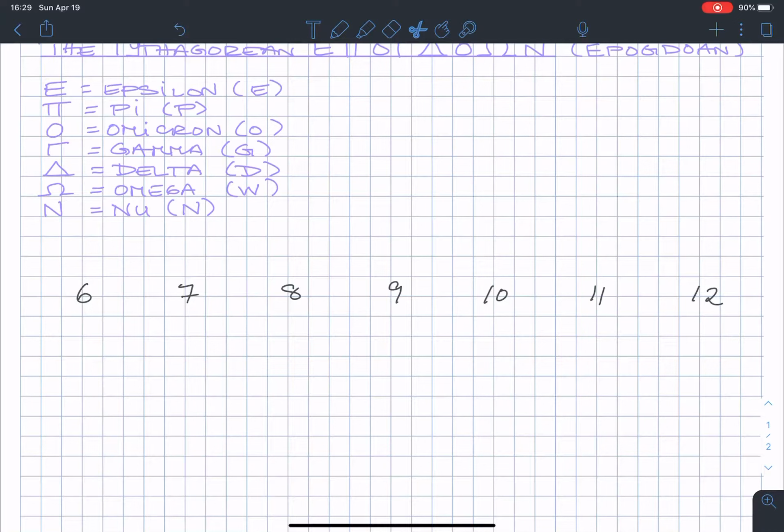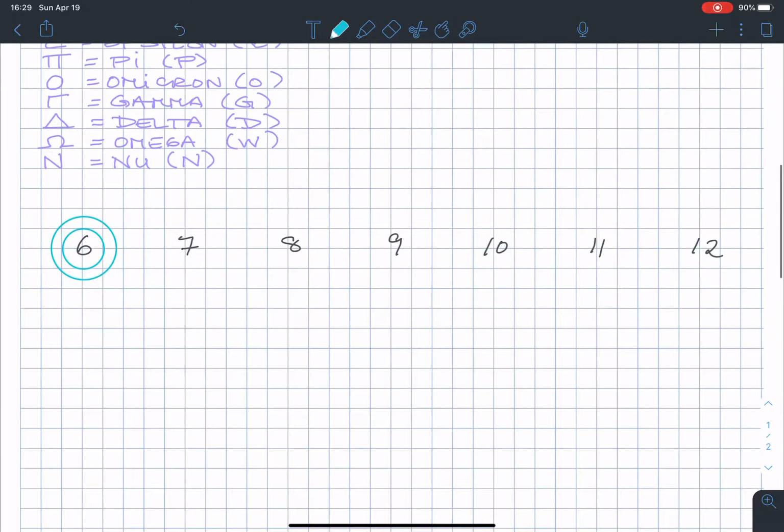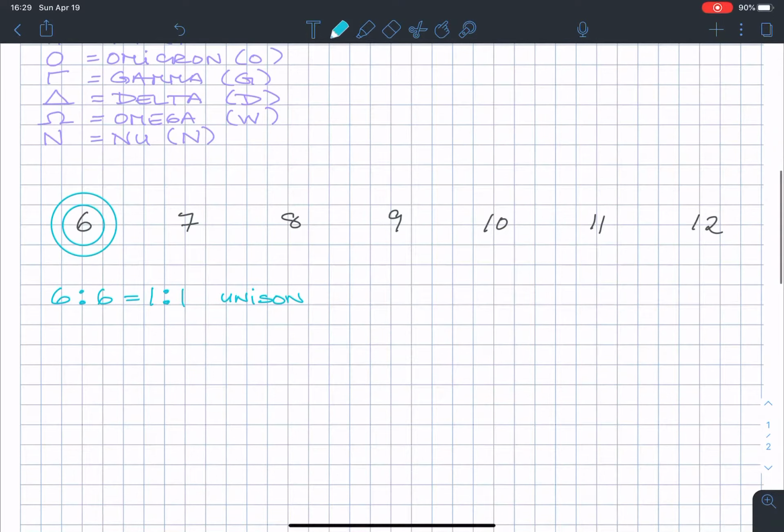Okay. So, in musical scales, a ratio of 6 to 6, which is really 1 to 1, is known as unison. So if I have two notes that are exactly the same, a ratio of 6 to 6, which reduces to 1 to 1, is unison. So this is called unison. So I'm going nowhere, right? From 6, I've gone nowhere.